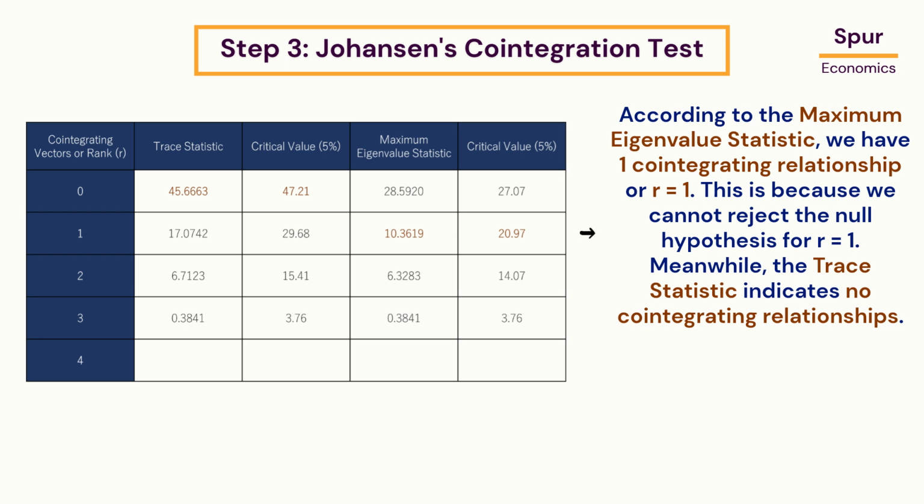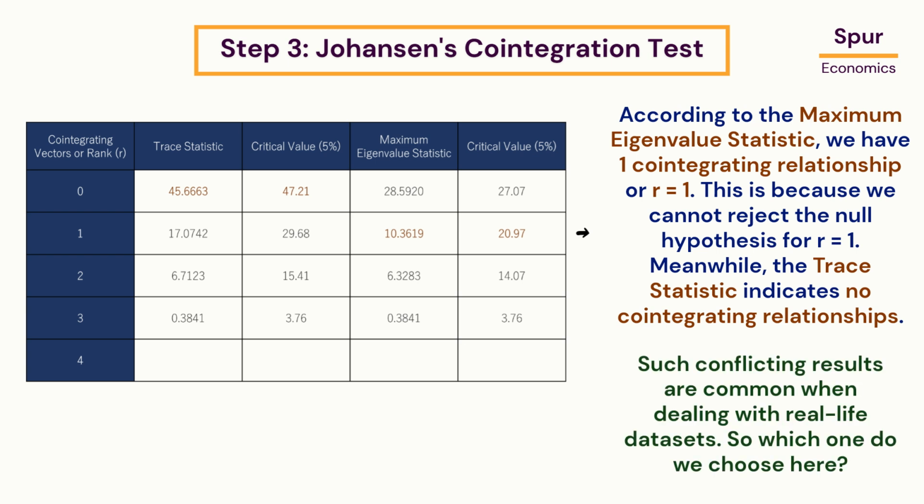This is because we cannot reject the null hypothesis for R equals 1. Meanwhile, the trace statistic indicates no cointegrating relationships. Such conflicting results are common when dealing with real-life datasets. So which one do we choose here?